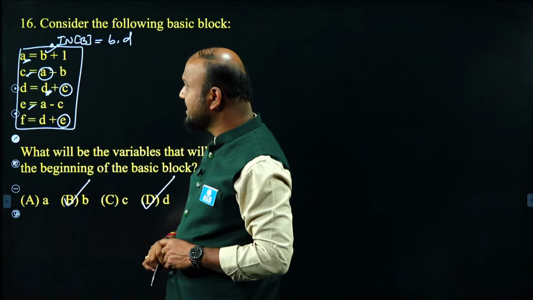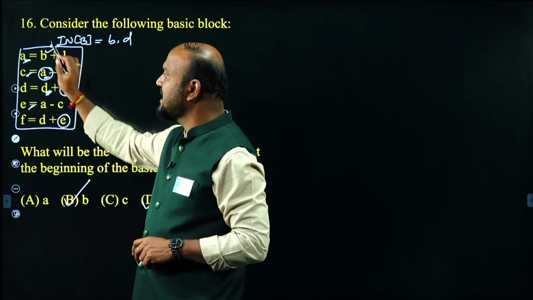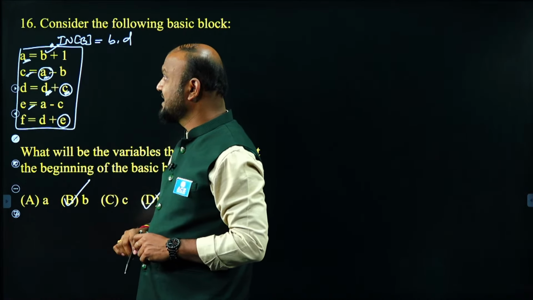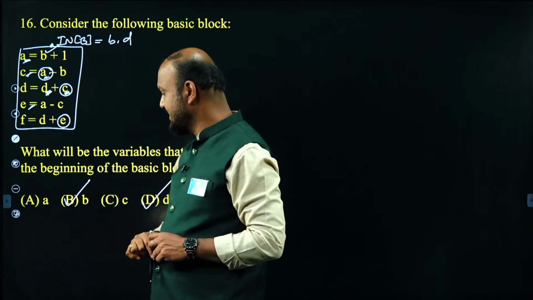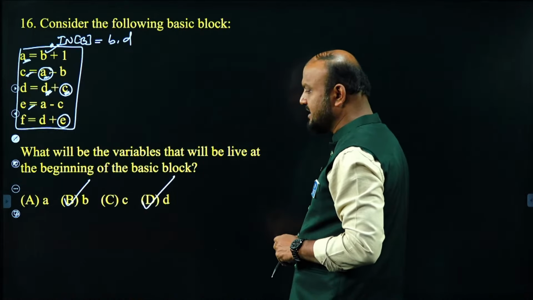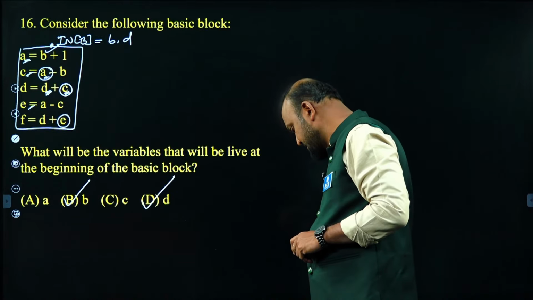But A and C are not live because A and C are used, but the usage is after definition. Live is nothing but first use, later define. So which options are correct? Both B and D are correct answers for the question.